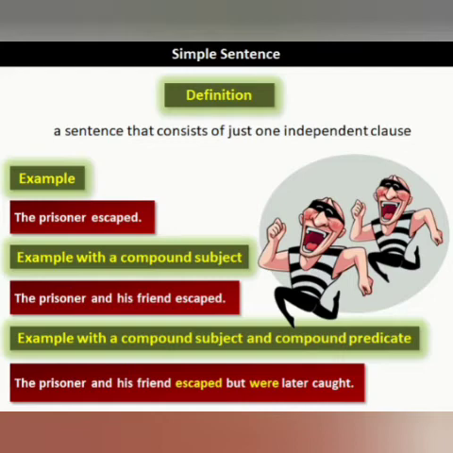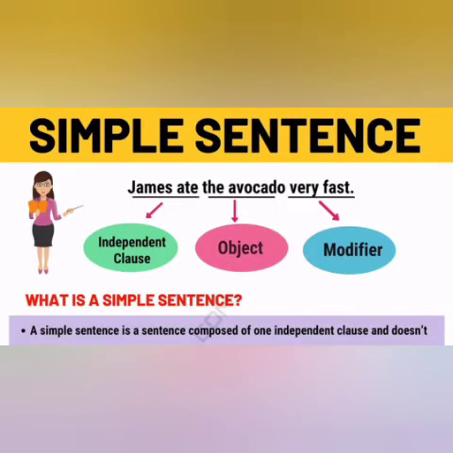For example, the prisoner escaped. It's a complete sentence in itself. The prisoner and his friend escaped. The prisoner and his friend escaped but were later caught. So, in these examples, there is only one independent clause, no dependent clauses. These are examples of the simple sentence. Once again, it has only one subject, one predicate, one independent clause, and no dependent clause in the simple sentence. So next, one more example.